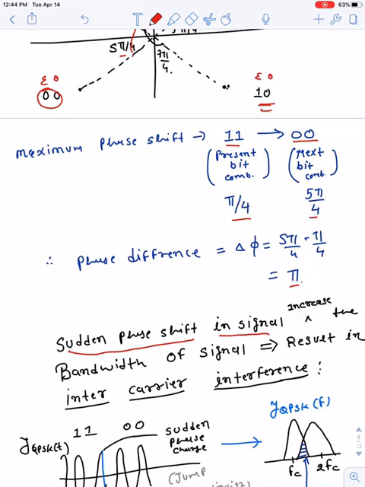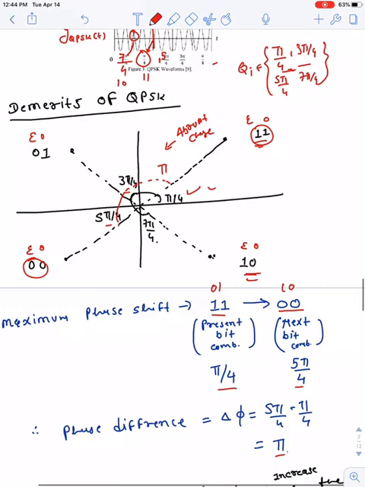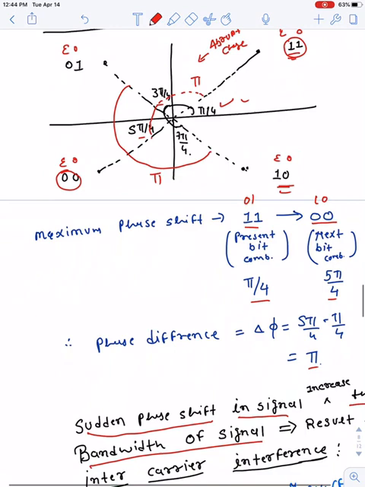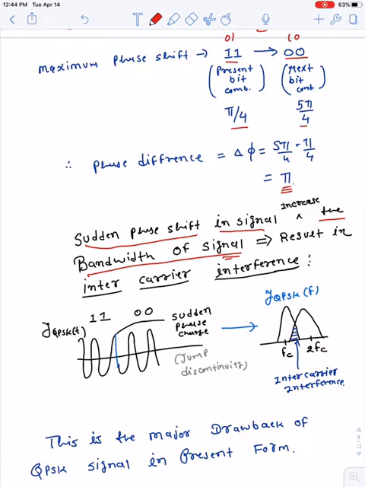This is the severe drawback of QPSK. If the bit combinations change from 1-1 to 0-0, or the same case happens if you have 0-1 as the present bit and the next bit is 1-0, like this one, 0-1 to 1-0. So again, you have a pi degree phase shift. This pi degree phase shift is considered a significant phase shift, and because of it, the bandwidth is expanded in the frequency domain.